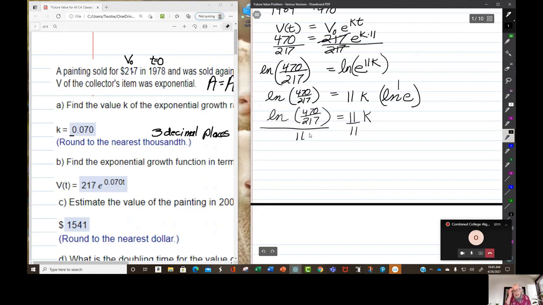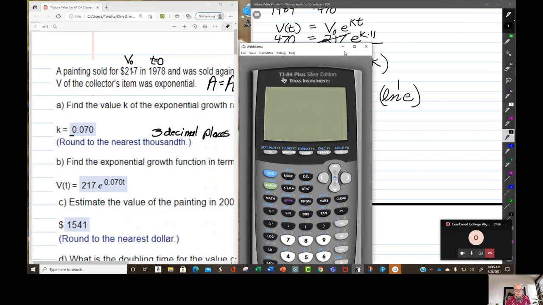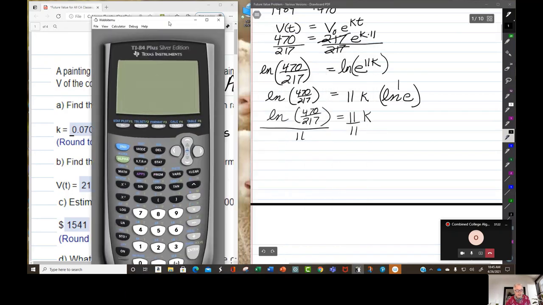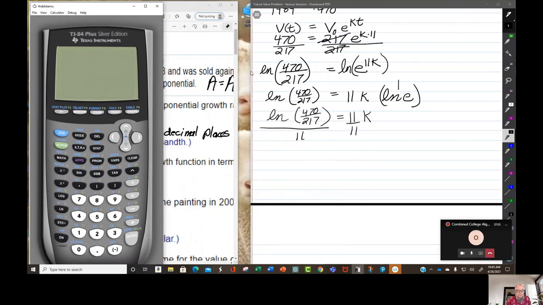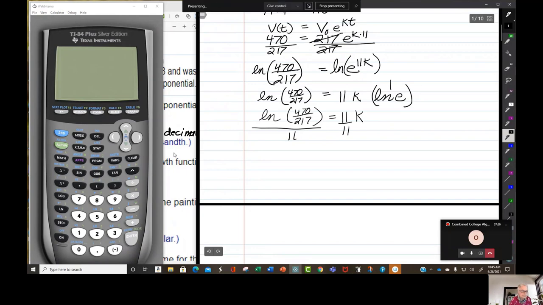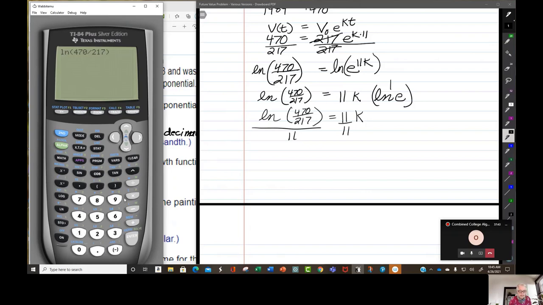I divide by 11, and now is when I bring out the calculator. The ln of 470 divided by 217, close parentheses, divided by 11, not 111, enter. And that gives us this.